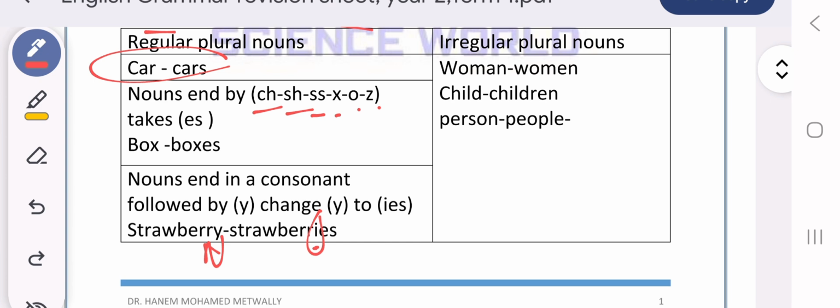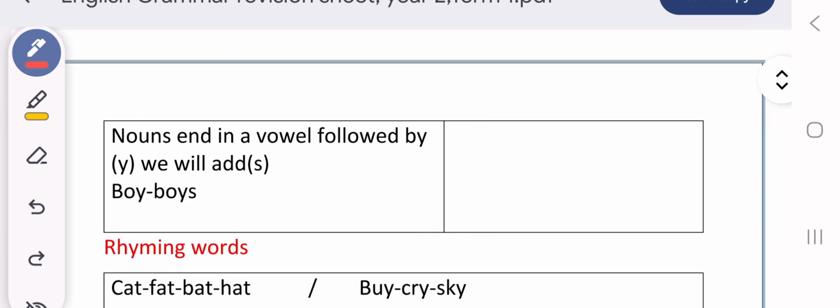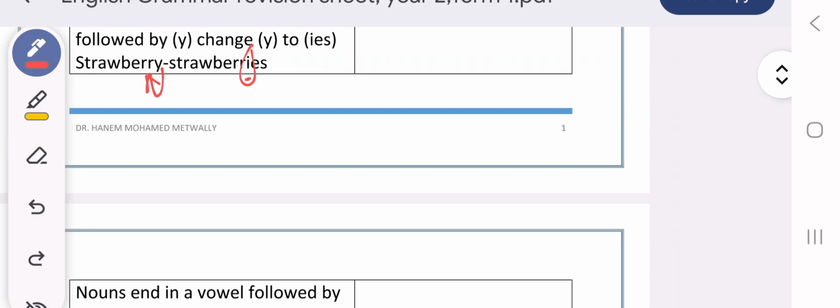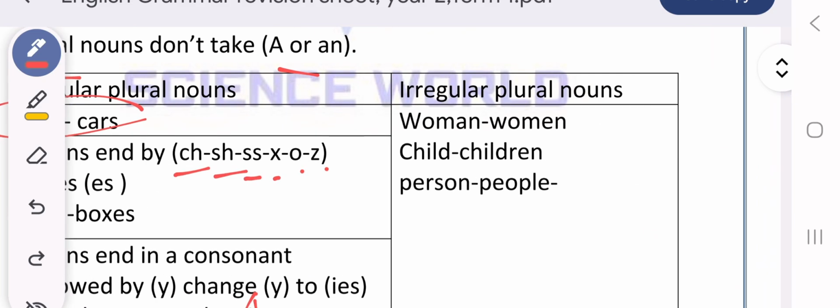Strawberry, strawberries. In this case, the Y will look and find letter O. Say, yes, thank you. Letter O is a vowel, it's so strong. So we'll say, nothing will happen to you, Y. We are going to add S for the plural. Boy, boys. But some nouns, they are irregular. They don't take S for the plural, like woman, women, child, children, person, people.